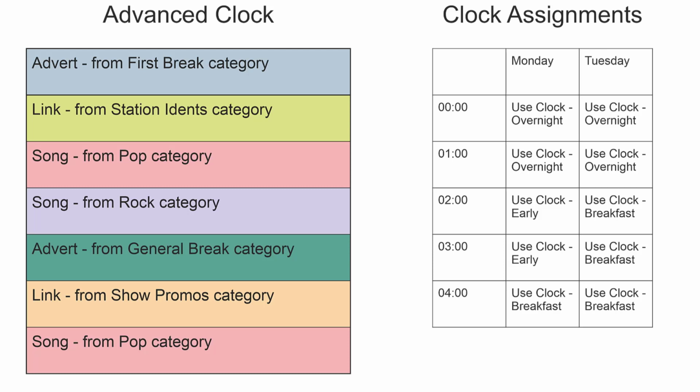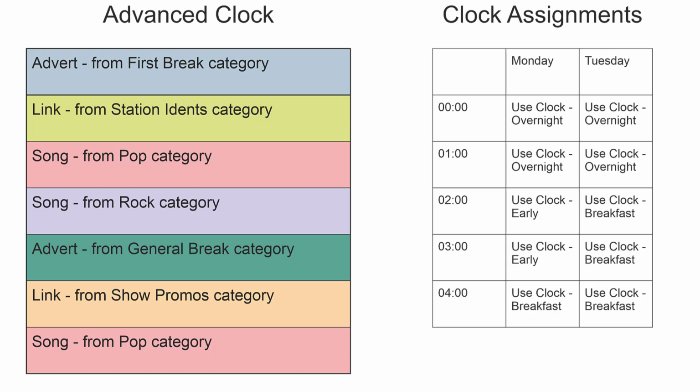So an example of a clock could be an advert followed by a song, followed by a couple more songs, then a link or a jingle, then another advert, and then another jingle, and then 2 more songs, and so on until you've got enough content to fill your entire hour.